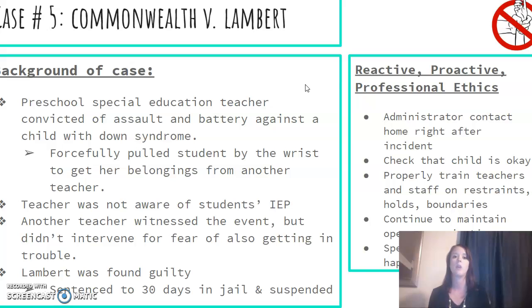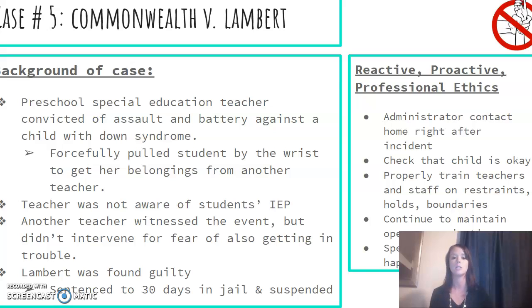In the last case, Commonwealth versus Lambert, this is a case too that kind of struck home, that really surprised me that something like this would happen. But the background for this one is a preschool special education teacher was convicted of assault and battery against a child with Down syndrome. In this situation, the student was getting off of the bus, had handed their supplies to another teacher, and this teacher didn't feel like that was appropriate. So she forcefully pulled the student by their wrist to get her belongings from the other teacher.